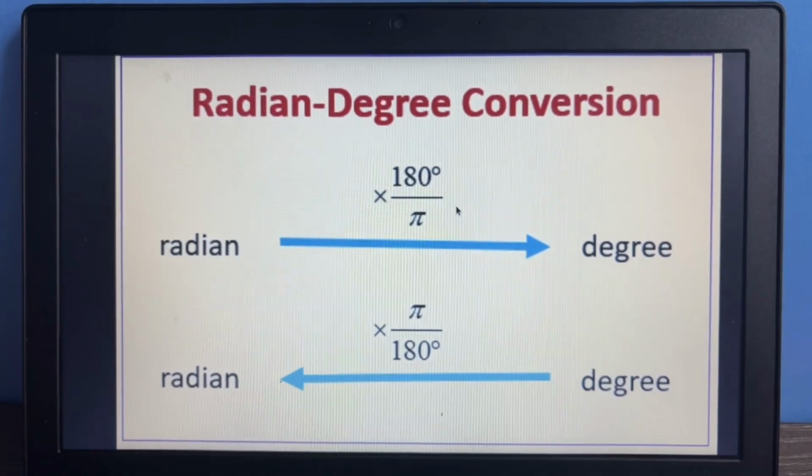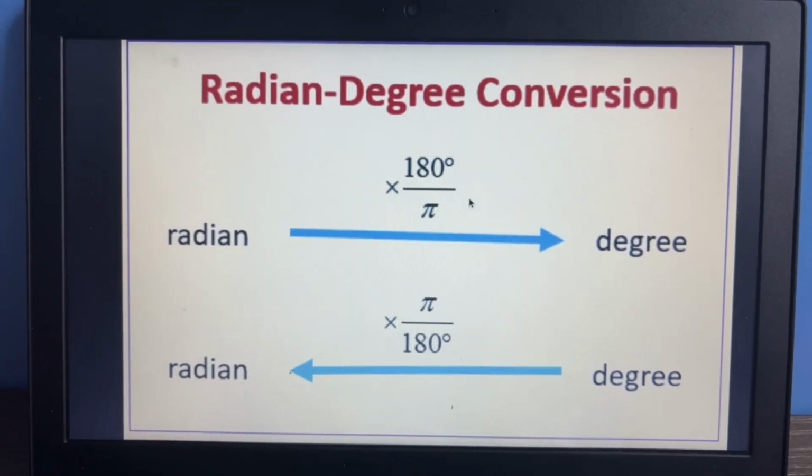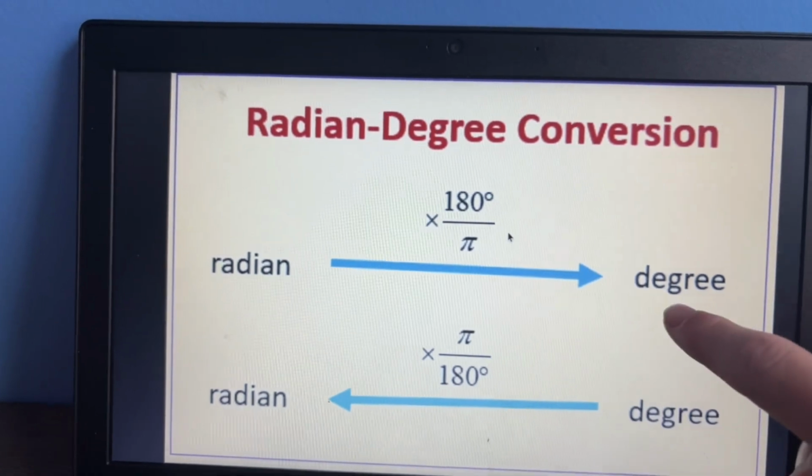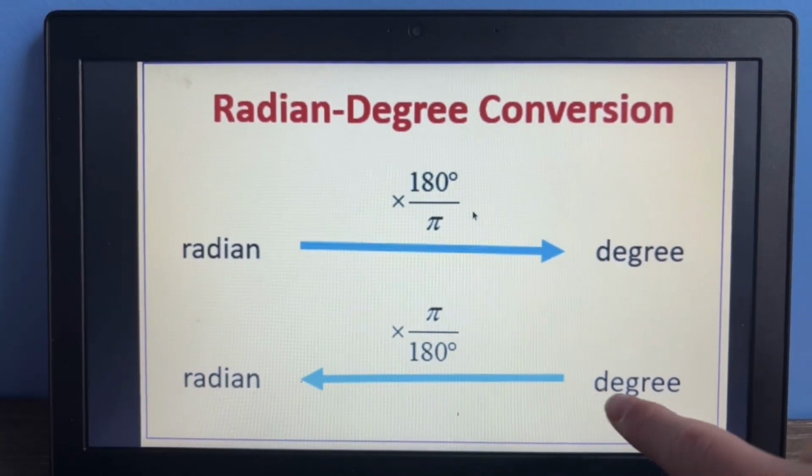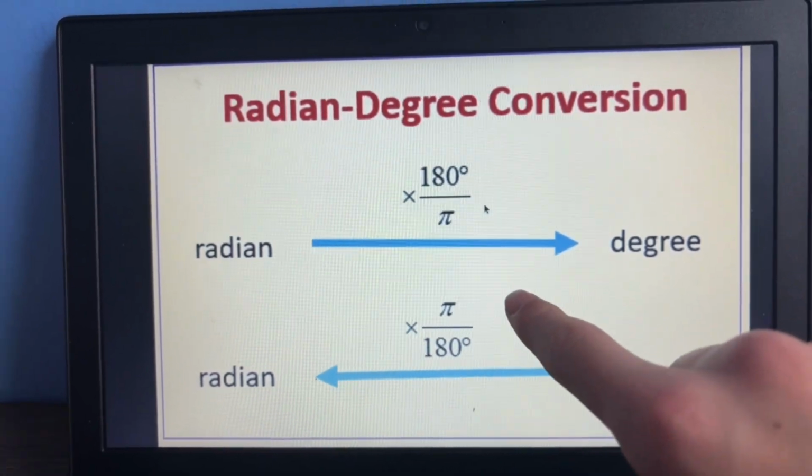So basically, what I like to think of radians as is just fancy degrees. If you want to go from a radian to a degree, you multiply by 180 and then divide by pi. And if you want to go from a degree to a radian, you multiply by pi and divide by 180. I'm not sure if this explanation for finding the radians of the unit circle is going to be very clear, but this is how I remember it.